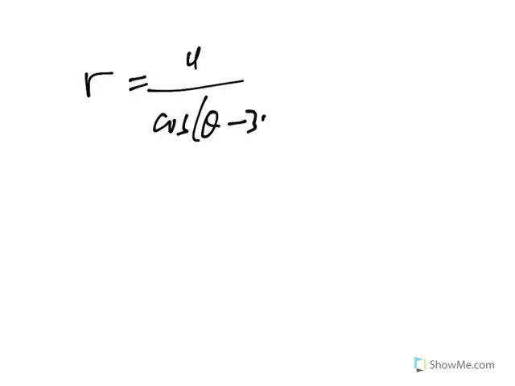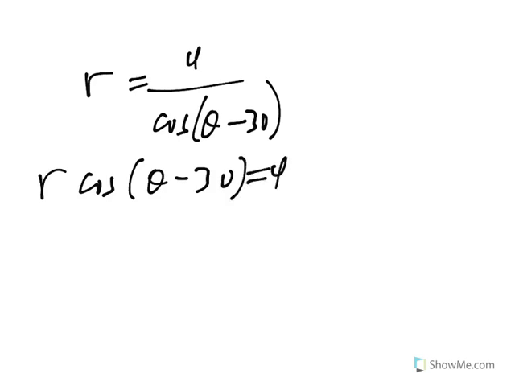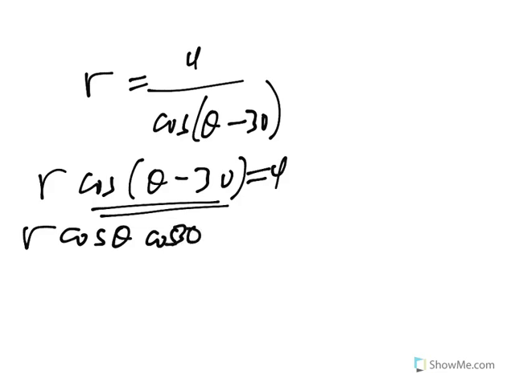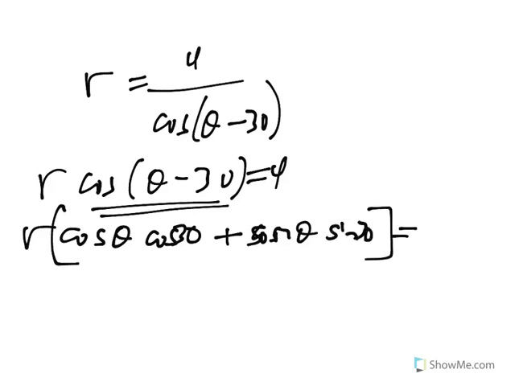So let's take the equation r equals 4 over cosine of theta minus 30. If I cross multiply, I get r cosine of theta minus 30 equals 4. The only thing I can really do is expand this with the cosine a minus b formula. Cosine theta, cosine 30, put this whole thing in brackets, plus sine theta, sine 30. So this is getting pretty ugly.